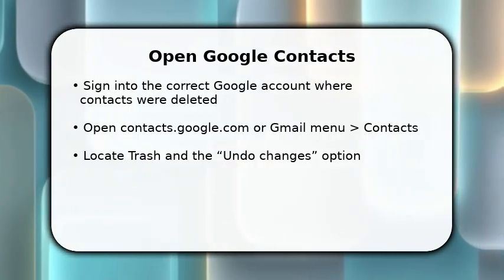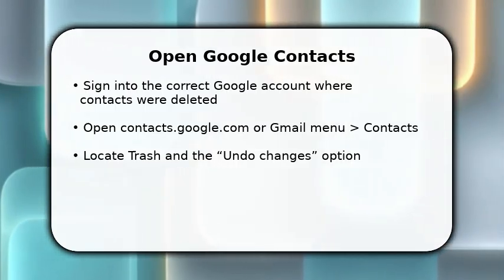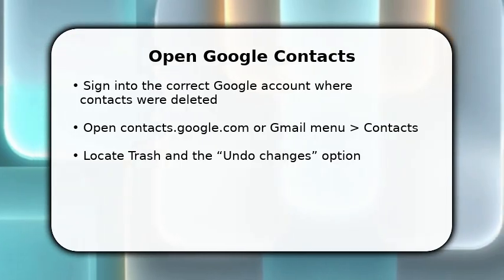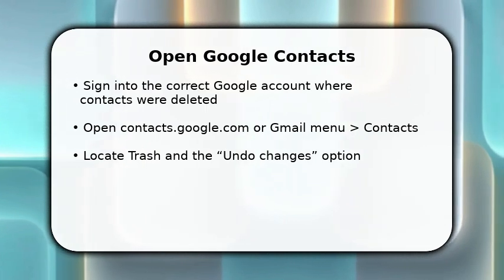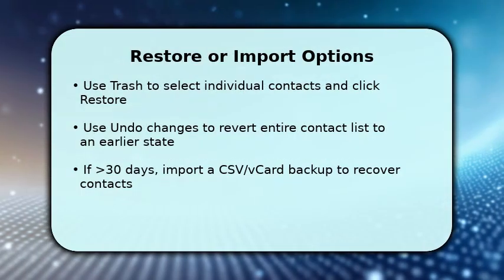If you prefer restoring many changes at once, choose Undo Changes and pick a time window. Doing this quickly is crucial because trash and undo windows are time-limited. Restore now to recover contacts automatically into your active contact list. Now continue with the action that fits your situation.